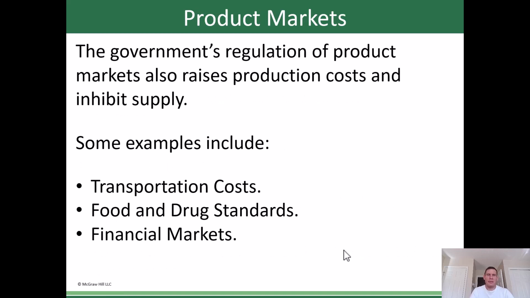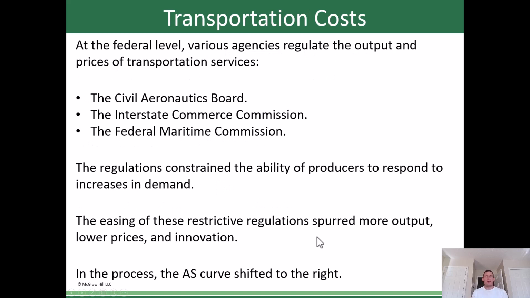All right, product markets. The government's regulation of product markets also raises production costs and inhibits supply. Some examples include transportation costs, food and drug standards, and of course, financial markets. Transportation costs. At the federal level, various agencies regulate the output and prices of transportation services. Some examples: the CAB, Civil Aeronautics Board, the ICC, Interstate Commerce Commission, and the FMC, the Federal Maritime, which just means sea, Federal Maritime Commission.